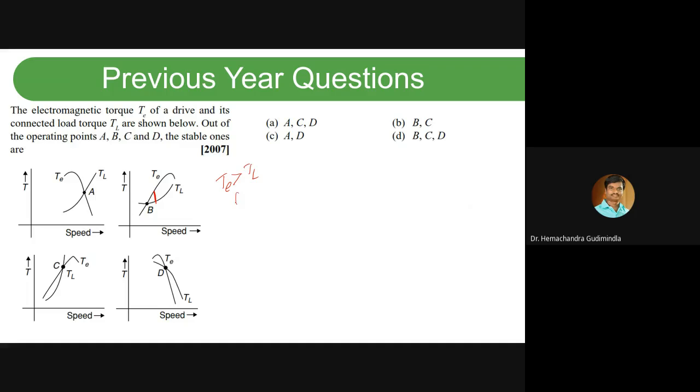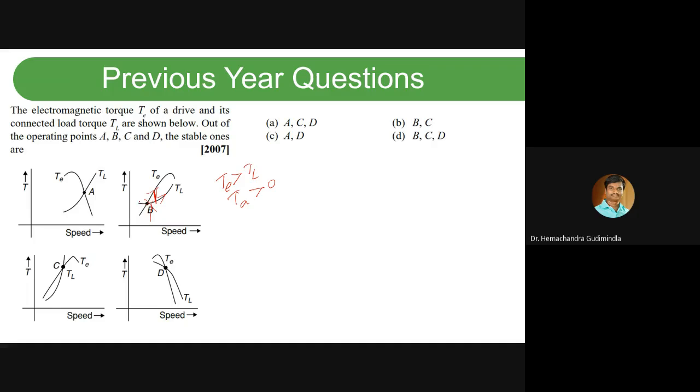If TE is greater than TL, what about TA? TA is greater than 0. If TA is greater than 0, it will accelerate in this direction. If it is accelerating, it leaves the point B and reaches some other settling point somewhere. It is continuously increasing. So now B is not a stable point with respect to this.